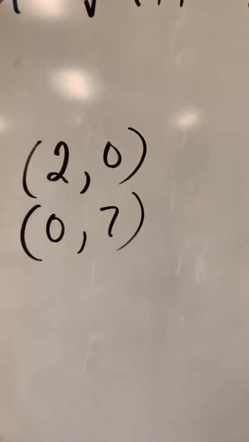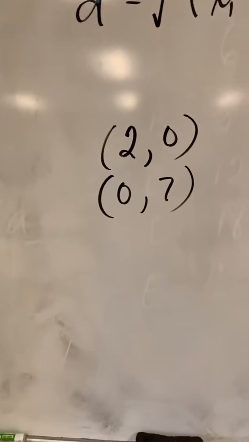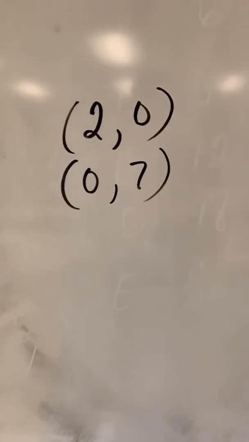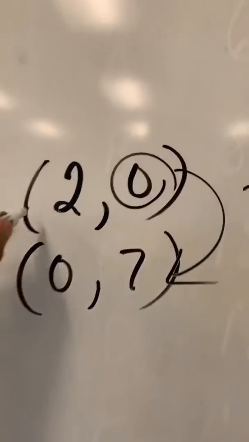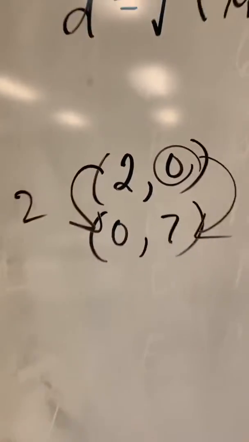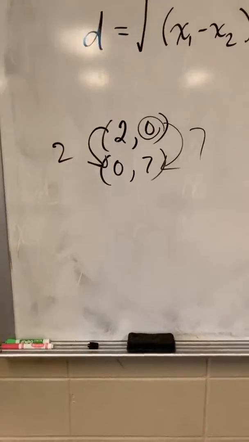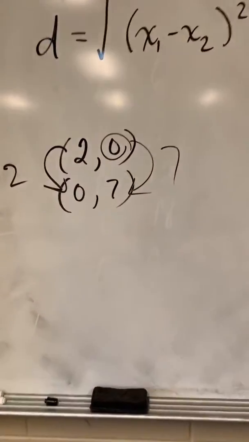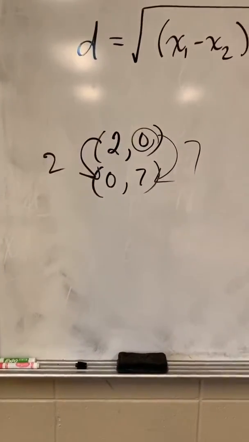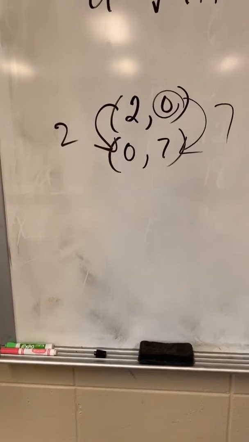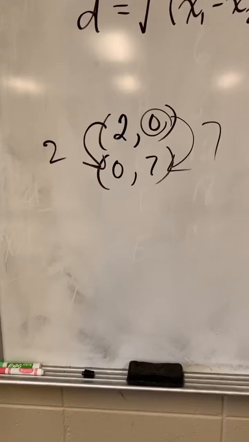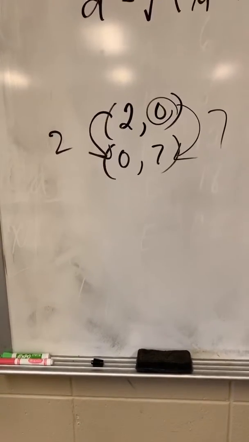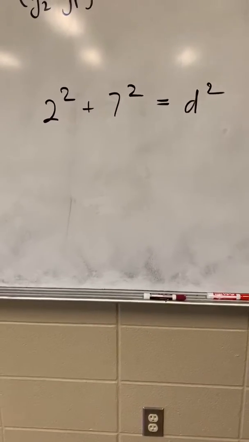What I like to do is line up my points one on top of the other, and then I do some marks right next to it. So from 0 to 7 is 7 spaces, all right? From 2 to 0 is 2 spaces. It really doesn't matter if you're going up or down, or if those answers are negative or positive, not with distance, because distance doesn't care about the sign. Distance is just a distance. So from 0 to 7, that's 7 spaces. From 2 to 0, that's 2 spaces. I take that and I basically run a Pythagorean theorem.